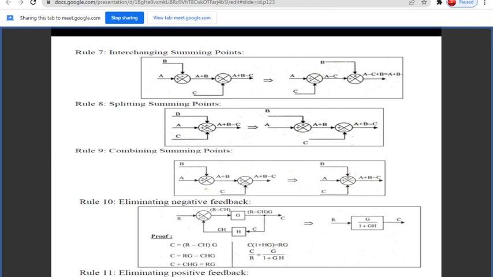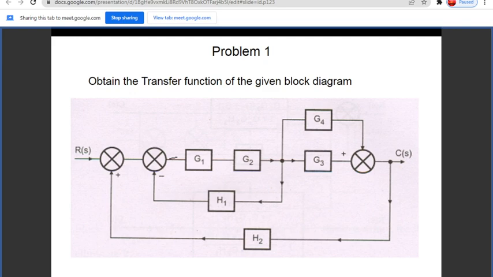If you are eliminating the positive feedback, the sign will simply be changed. That's it. Okay, so we can go for a problem.